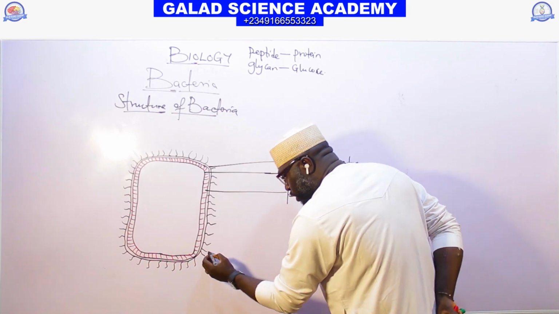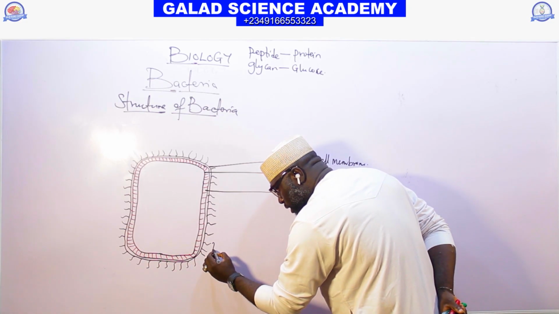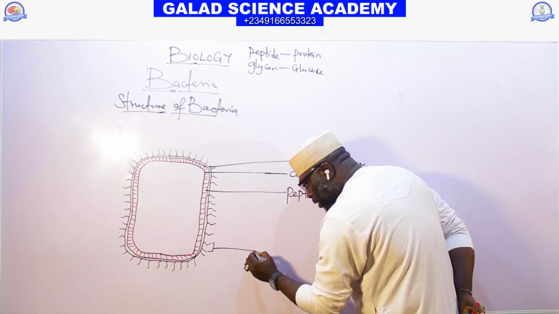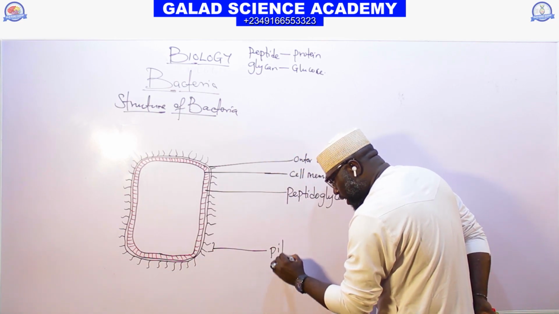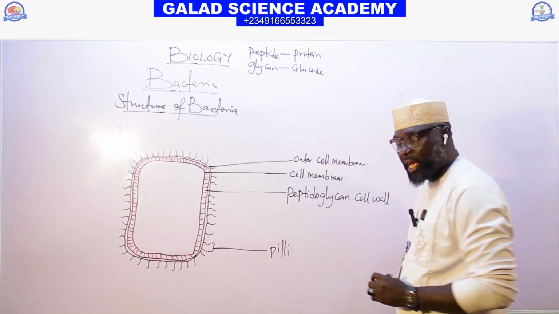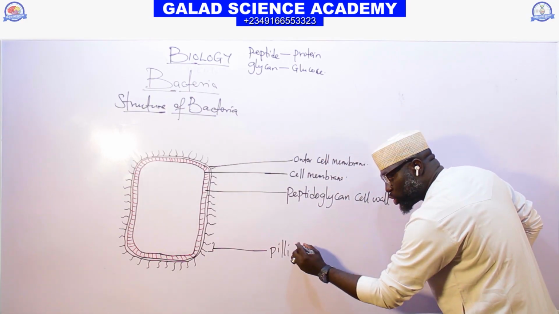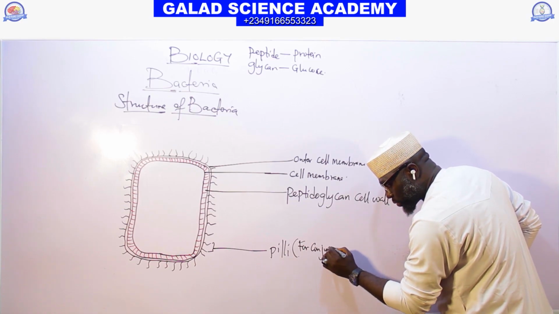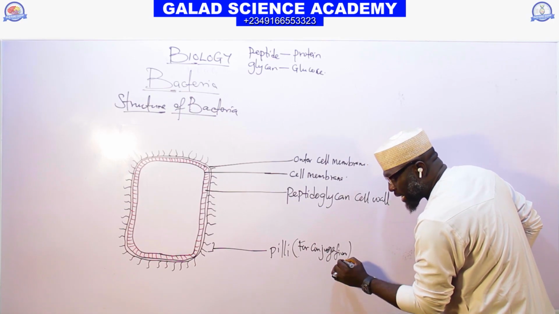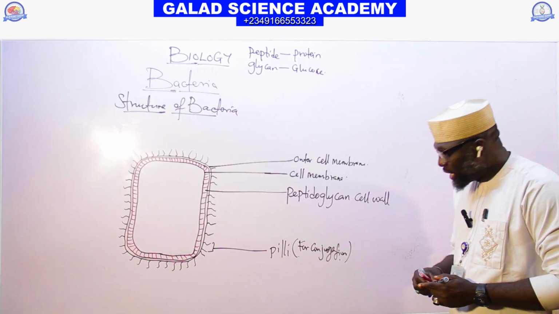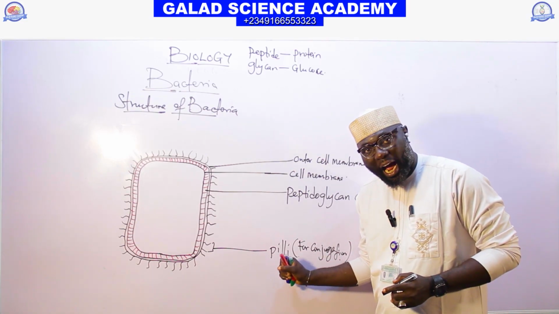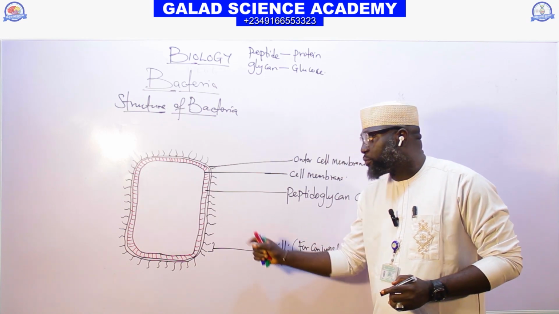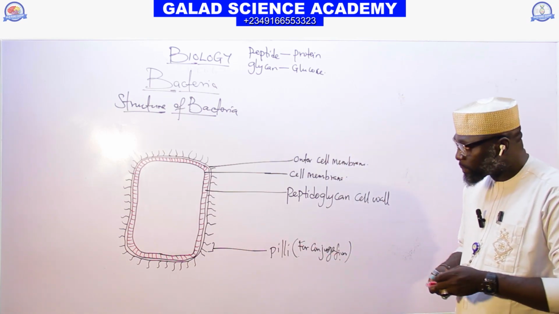So this structure here we call pili. Pili is plural. It is used for conjugation, a kind of asexual reproduction, used for attachment, and also transmits genetic material from one bacteria to another.